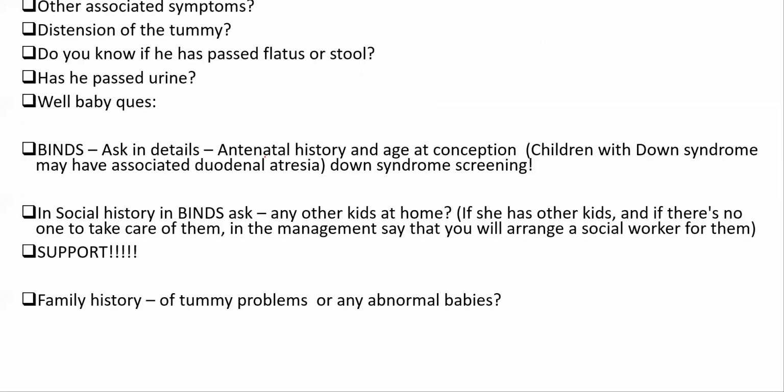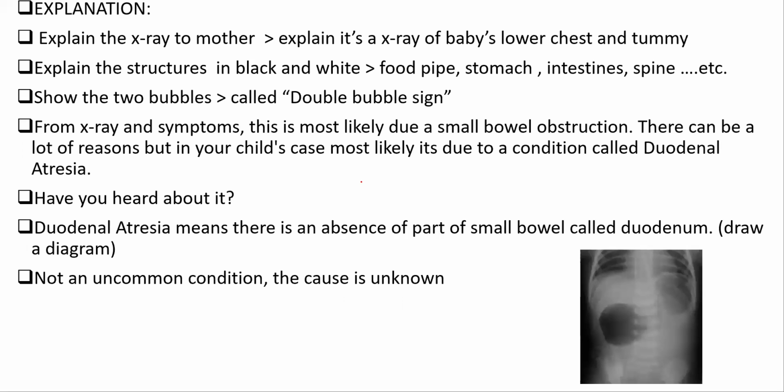Only thing in duodenal atresia we want to ask is about Down syndrome screening, because most of the children who get duodenal atresia have Down syndrome. So when you ask about the birth history, just ask, did you have a Down syndrome screening when you were pregnant? That's one of the good questions to be asked. Otherwise, nothing you need to add in here.